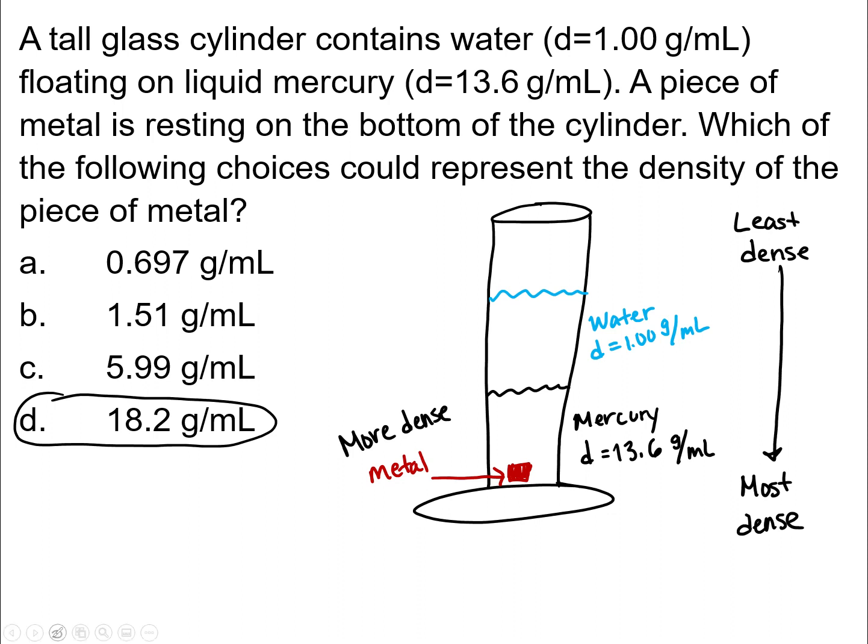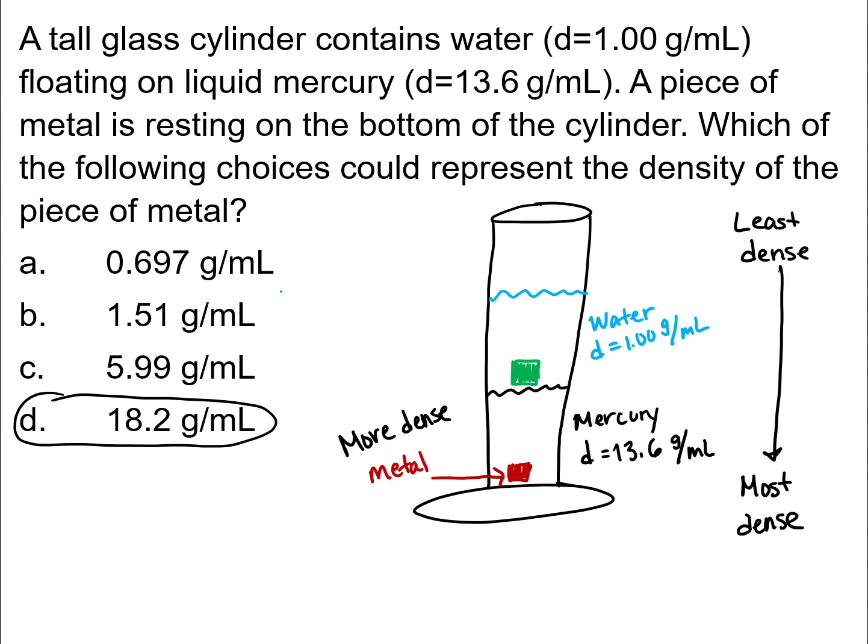Now, just to make sure you get it, let's say that I added another metal piece, and that piece is sitting on top of the mercury. Is that going to be more dense or less dense than mercury? It's going to be less dense. That's right.